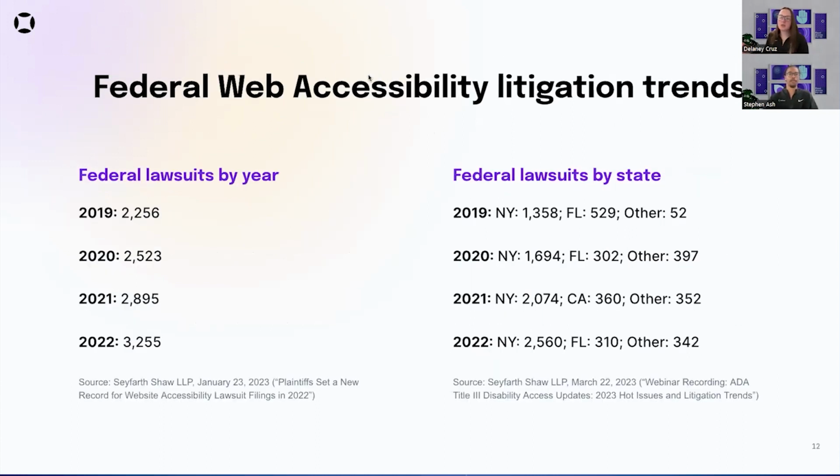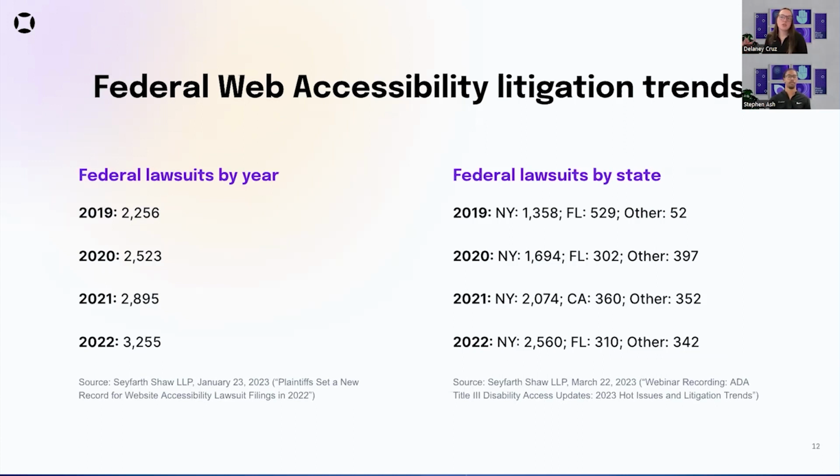Just a couple numbers in regards to trends, federal web accessibility litigation trends specifically. As we can see, the trend is that they're increasing. We typically tend to see a 12 to 14% increase year over year in terms of litigation. They also tend to be highly concentrated in very specific states. As we can see here, from the years 2019 to 2022, that applied mostly to New York, Florida, and California. However, we do continue to see lawsuits across other states, and these are only ones filed federally.